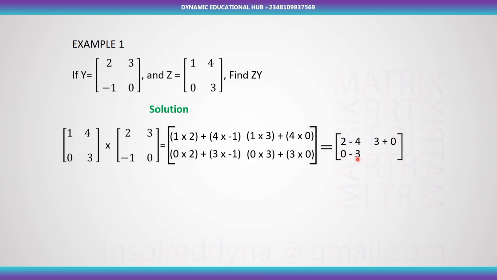0 multiplied by 3, 0. Plus 3 multiplied by 0 is 0. Finally, 2 minus 4, we have minus 2. 3 plus 0, 3. 0 minus 3, minus 3, 0 plus 0, 0. This is our final answer.